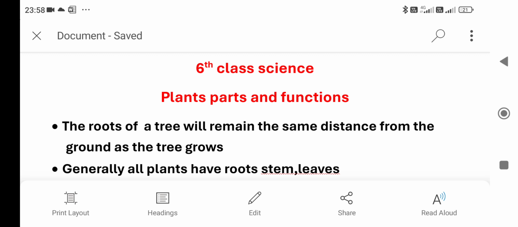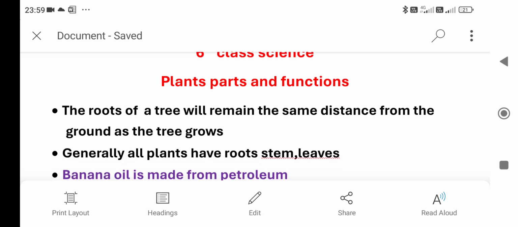Today we are discussing the topic 6th class science, plant parts and functions. Here I prepared bullet points for people who are preparing for TS TET and DSC. So please note these points.